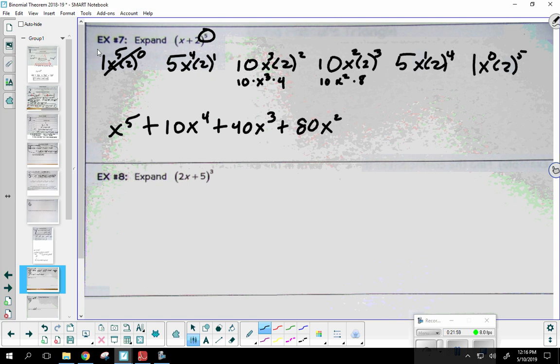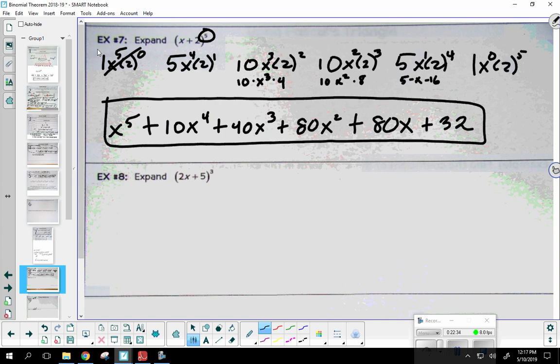What's 2 to the 4th? So this is 5 times x times 16? So it would be 16 times 5, right? 5, 10, 15, 20, so it would be 50 plus another 30. 80x. There we go. And then 1 times 2 to the 5th. Well, all we need is 2 to the 5th. 32. There you go. That's it.